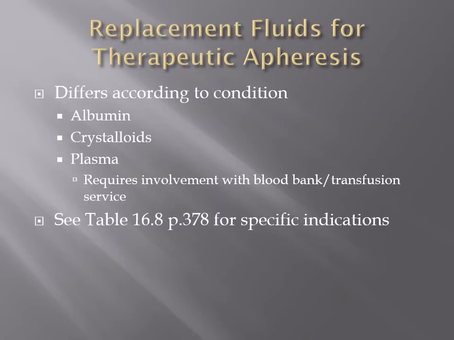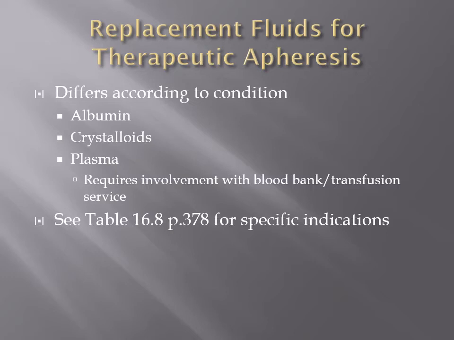The replacement fluids for therapeutic apheresis, or what we are replacing after we have taken out what we don't want, are going to differ according to what conditions we're talking about. This could be albumin, crystalloids, or plasma. If it is plasma, it's going to require some involvement with a blood bank or transfusion service to acquire the plasma.